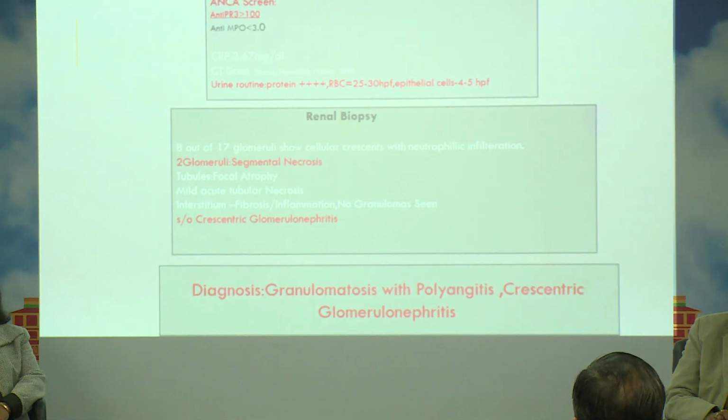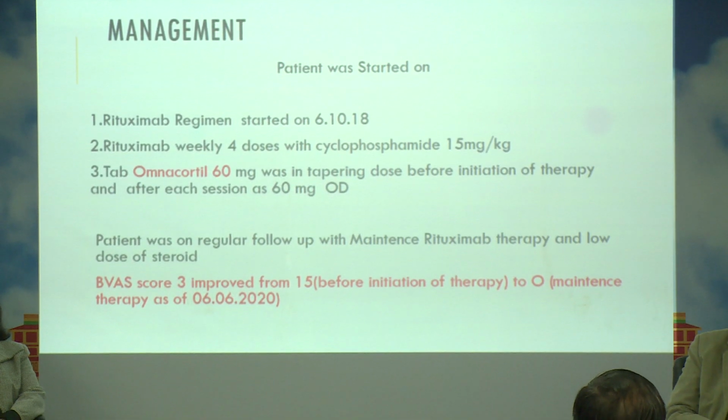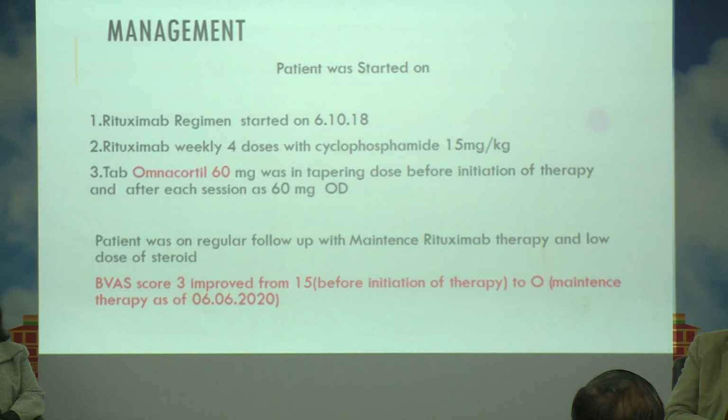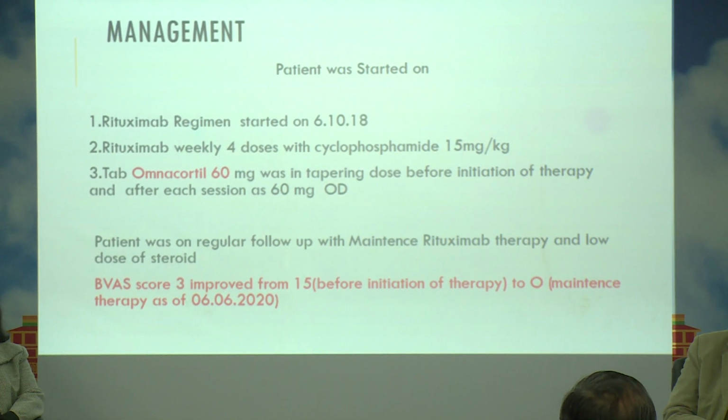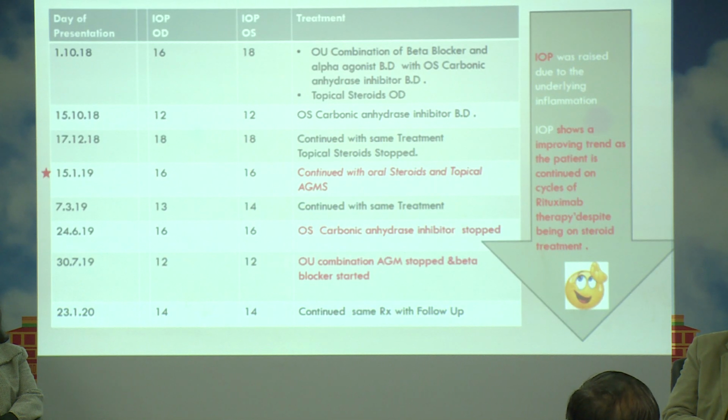And as we all know, that's a life-threatening, deadly condition. So with the help of the physician and the immunologist, the patient was put on treatment with rituximab cycles, along with oral steroids. And to our utmost satisfaction and happiness, the BVAS score improved from 15 to 0. This is the pattern after 1 month of treatment with rituximab. As we can see, the pressure had started coming back on its own, despite the fact that the patient was still on oral steroids as maintenance therapy.